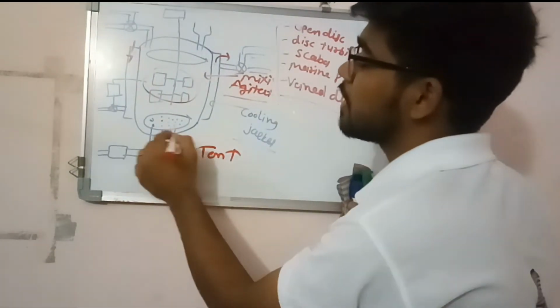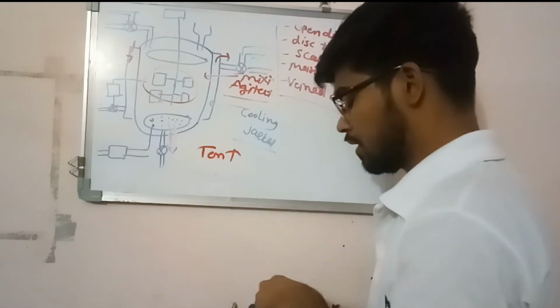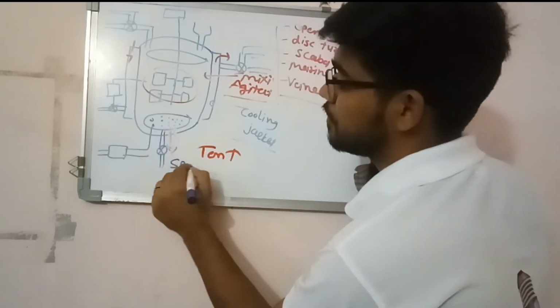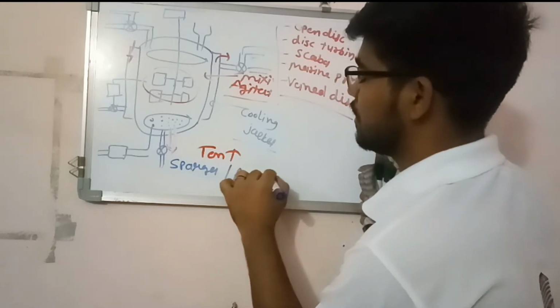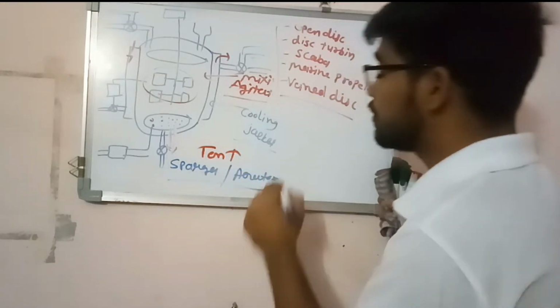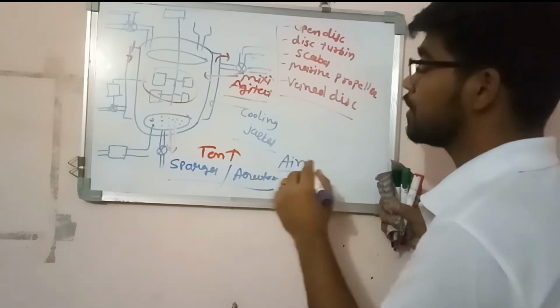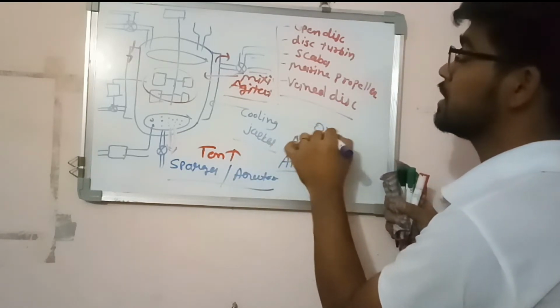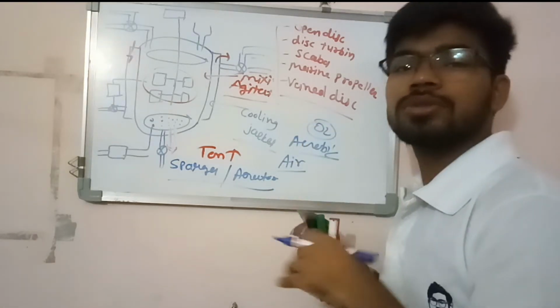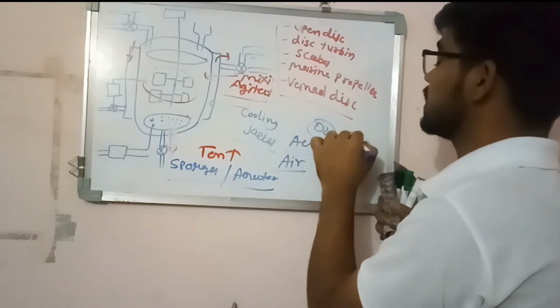The next thing is a sparger, or an aerator. What does it do? It provides air, because in aerobic conditions O2 is required for each and every organism, because O2 is the terminal electron acceptor.